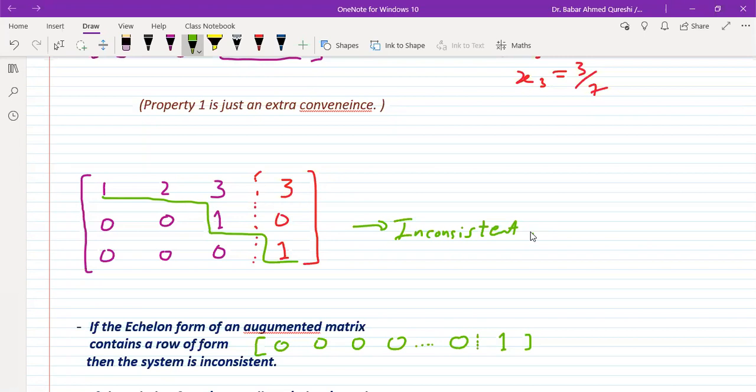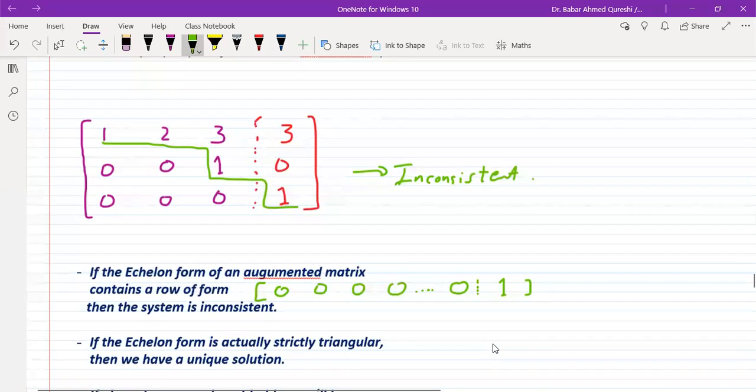So you know when an inconsistency occurs. Look at the echelon form of the augmented matrix. If you find a row of this kind, all zeros followed by one single one, then the system is inconsistent. It means there's no answer, there's no solution.